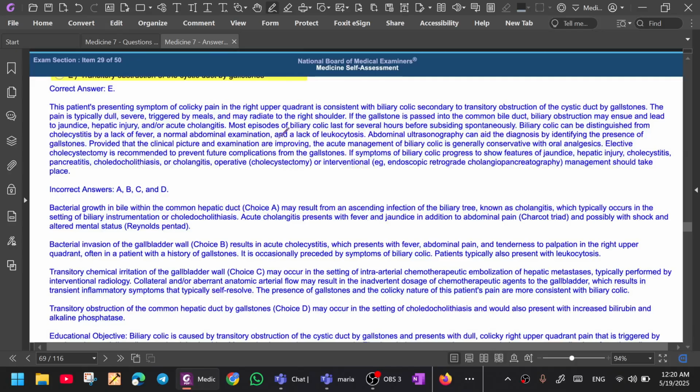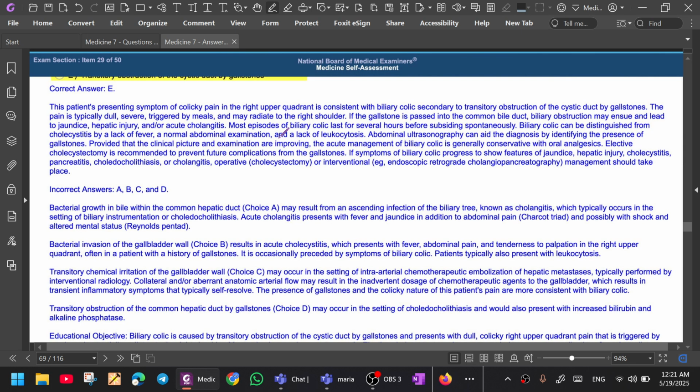This patient is presenting with symptoms of colicky pain in the right upper quadrant, consistent with biliary colic secondary to transitory obstruction of the cystic duct by a gallstone. The pain is typically dull, severe, triggered by meals and may radiate to the right shoulder. If the gallstone passes into the common bile duct, biliary obstruction may ensue, leading to jaundice, hepatic injury, and acute cholangitis.